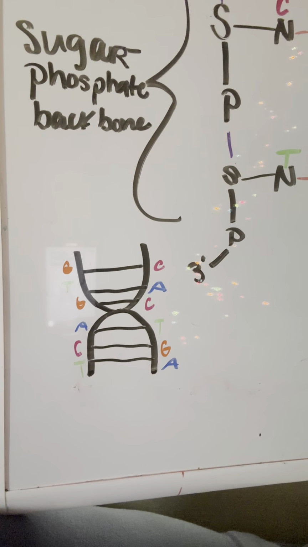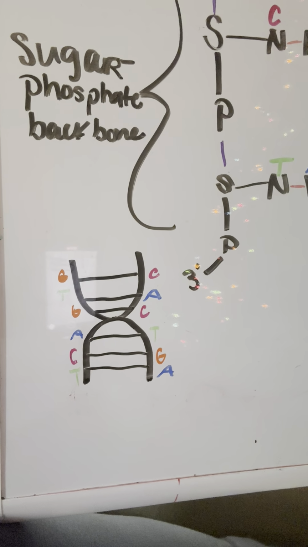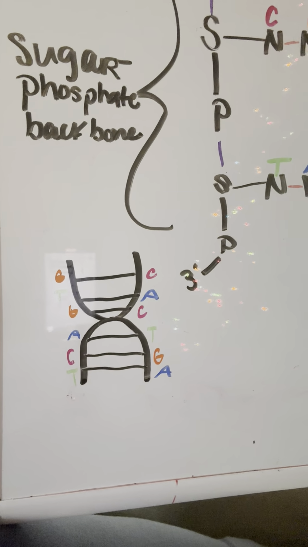So draw it just like that and label it just like that if you want to, or if you want to color code them, just tell me which one's which. I just want to see that you know how DNA looks like here and here.